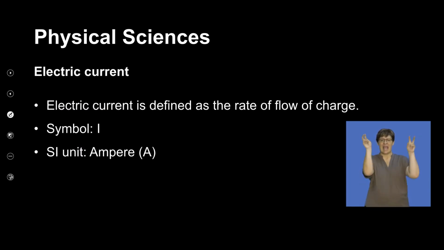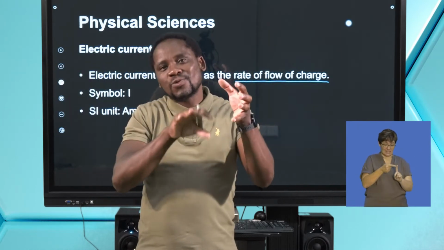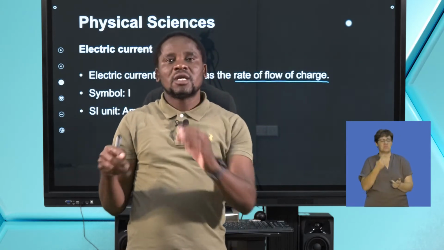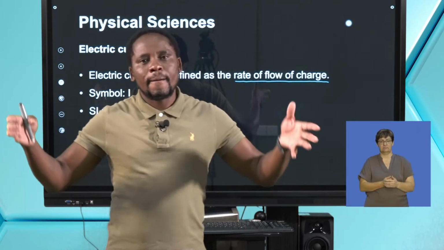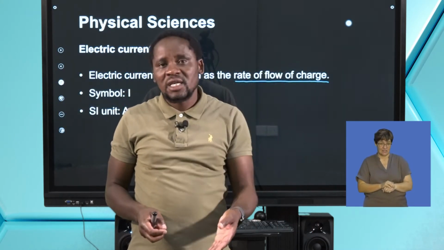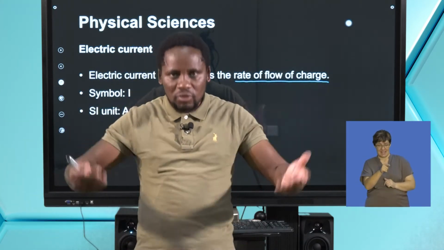Now, let's talk about electric current, which is our main concept for today. Electric current is defined as the rate of flow of charge. The word rate has come up; that's our first encounter with it. When we talk about rate, we are saying how much charge passes through a point in a given time. So let's say, for argument's sake, 5 coulombs of charge pass through a point per second. The rate is 5 per second. That's the idea of the term rate.